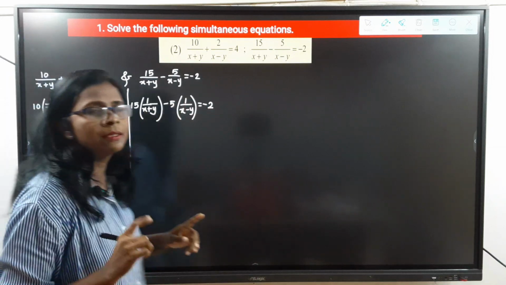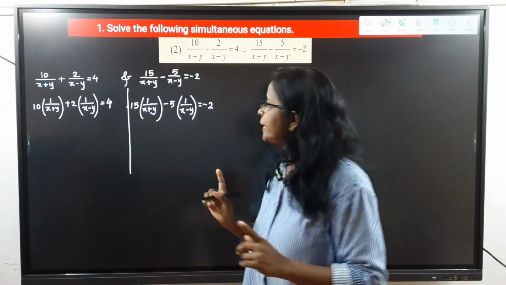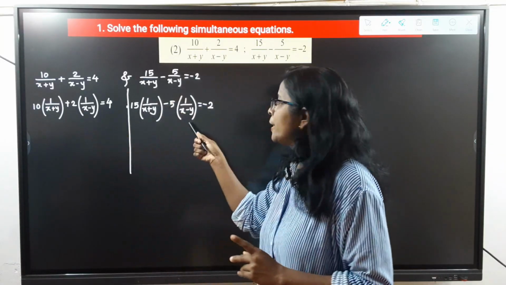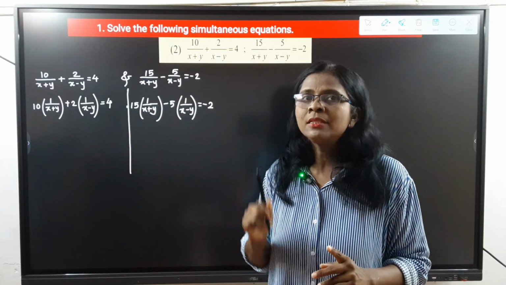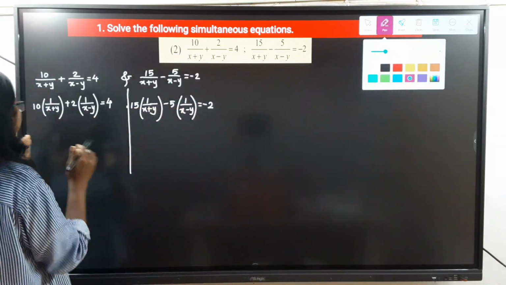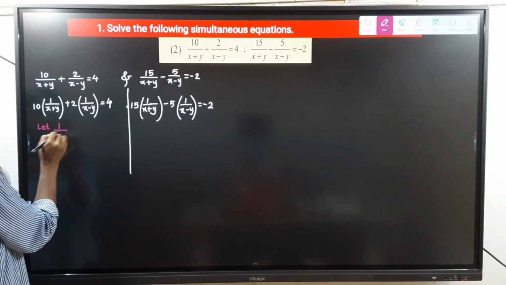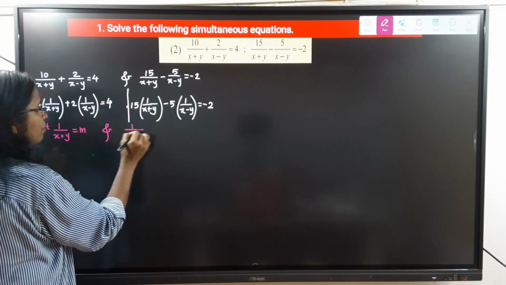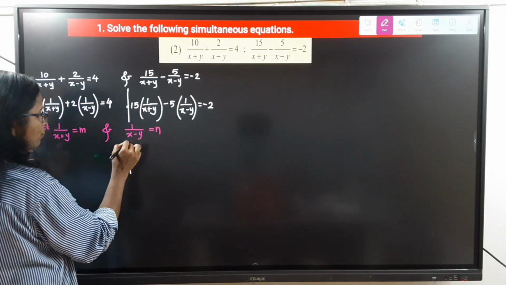Then here students, there are similarities in these two equations. The similarity is that here is 1 upon x plus y, here is 1 upon x plus y, here is 1 upon x minus y, here is also 1 upon x minus y. So that means here is the time for the assumption. So here I assume that let 1 upon x plus y is equal to m and 1 upon x minus y is equal to n.